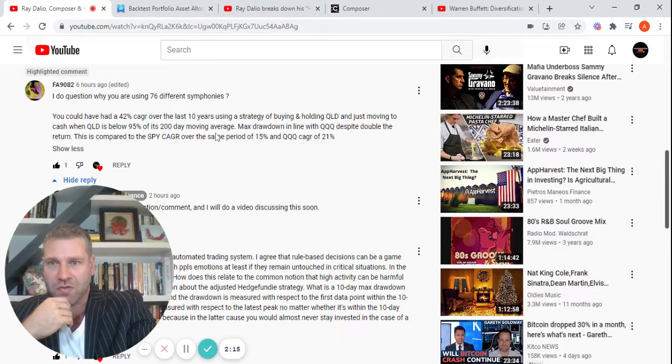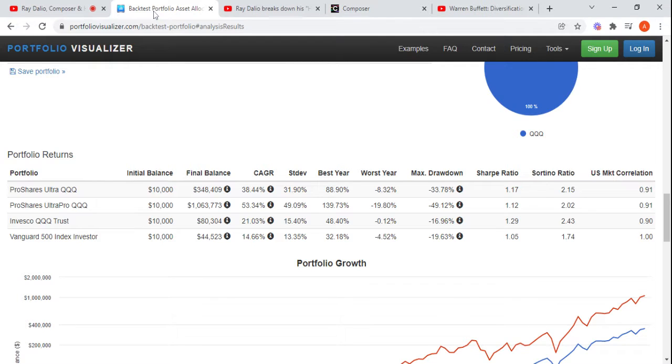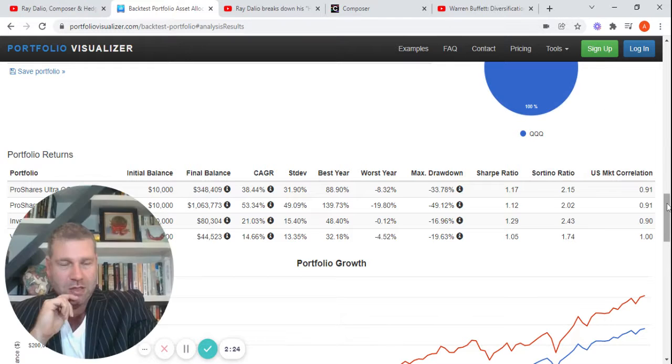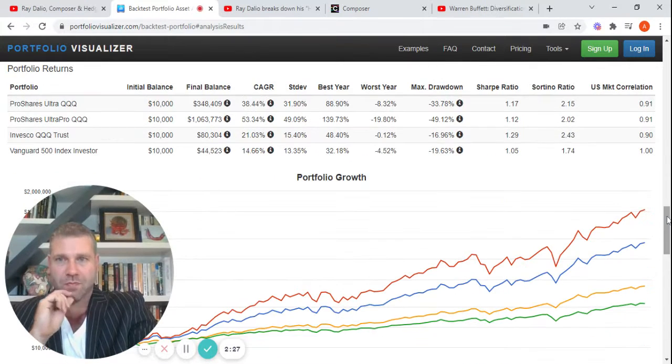So let's look at Portfolio Visualizer just to do a little deep dive into his numbers here. So we're going to scroll over here, and I have this pulled up. And so you see ProShares Ultra, Triple Q, Ultra Pro. So this is QYLD, the first one, 38%. T Triple Q, 53%. Triple Q, 21%. And then the Vanguard, 14.66. So you can see $10,000 on T Triple Q turned into $1,063,000. QYLD was 350-ish. Triple Q was 80, SPY 44,000.